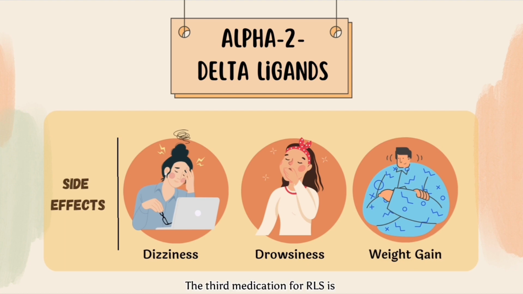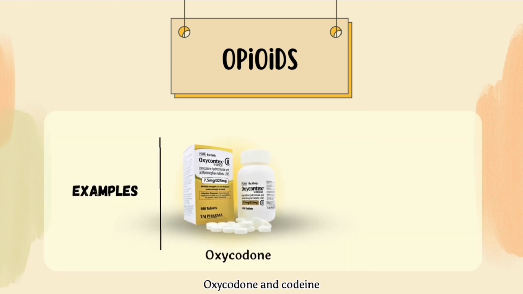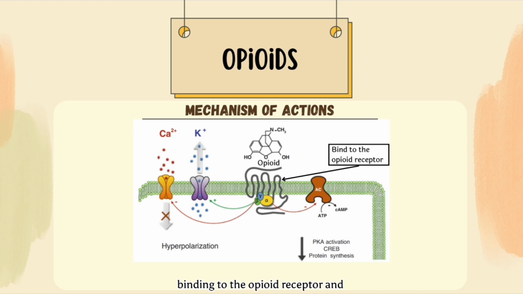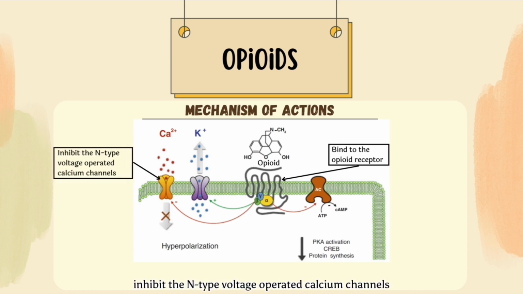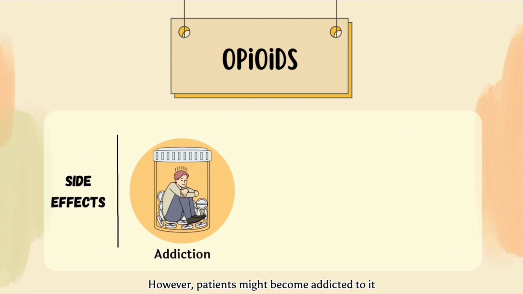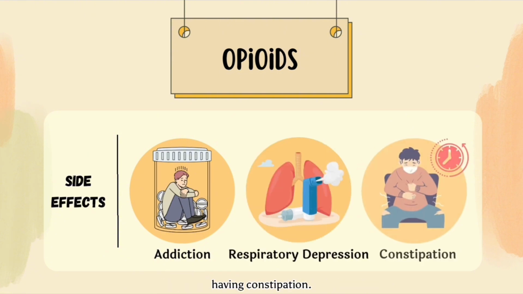The third medication for RLS is the opioids, which help to reduce the pain. Oxycodone and codeine can be used during severe cases of RLS to relieve the symptoms. They work by binding to the opioid receptor and inhibiting voltage-operated calcium channels to reduce the transmission of pain signals. However, patients might become addicted to it and experience respiratory problems other than having constipation.